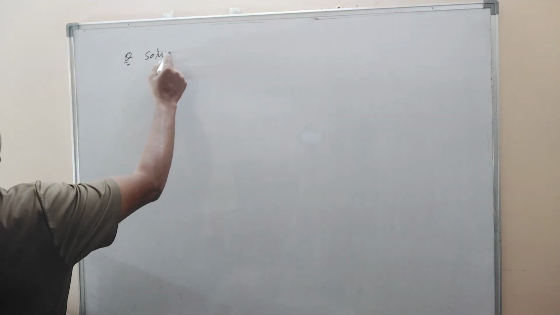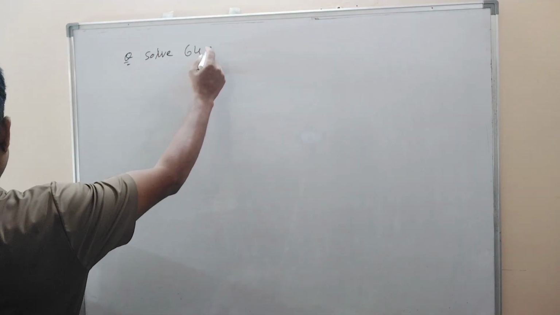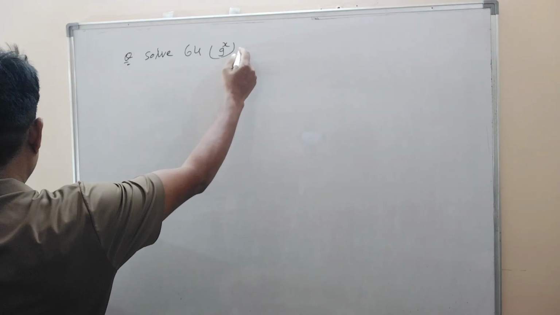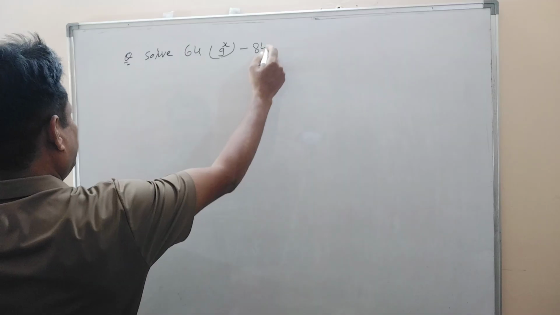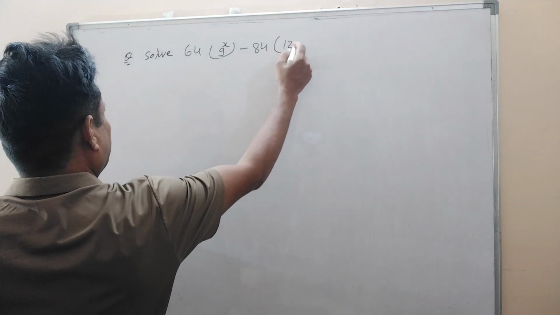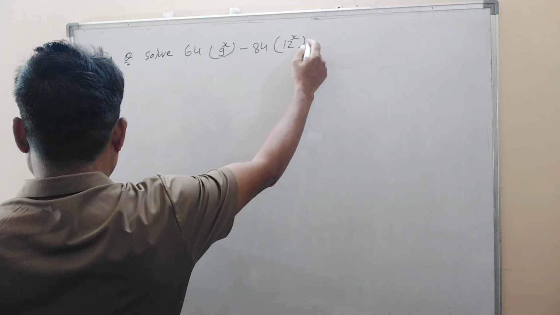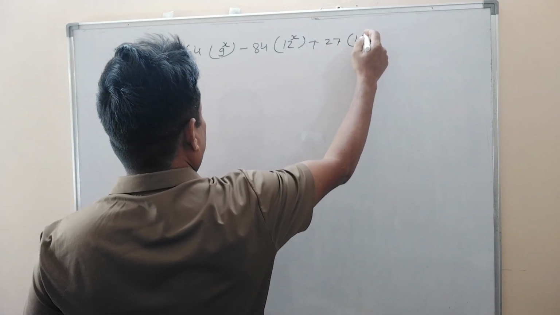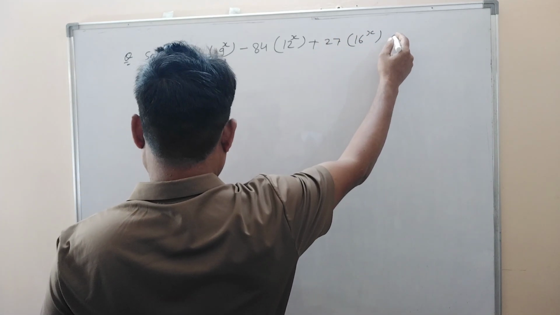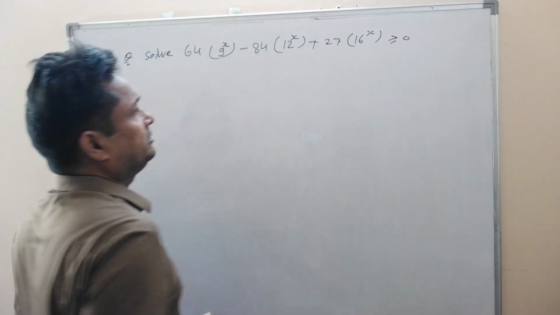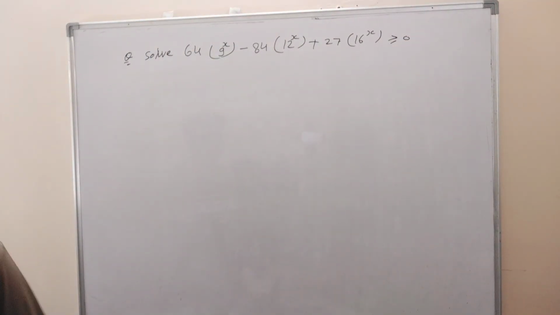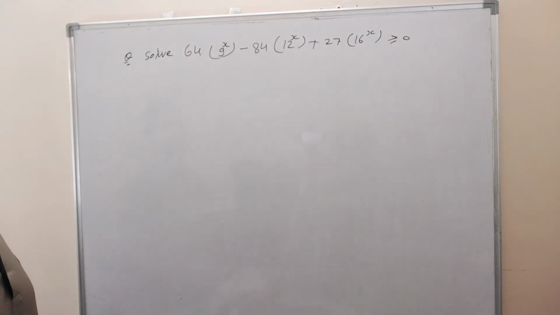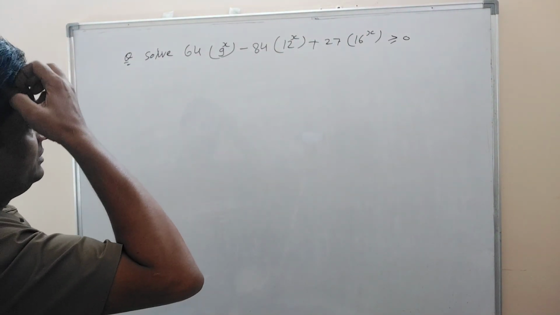So, 64 times 9 to the power x minus 84 times 12 to the power x plus 27 times 16 to the power x greater than or equal to 0. Let us solve this question. So how will you solve this question?